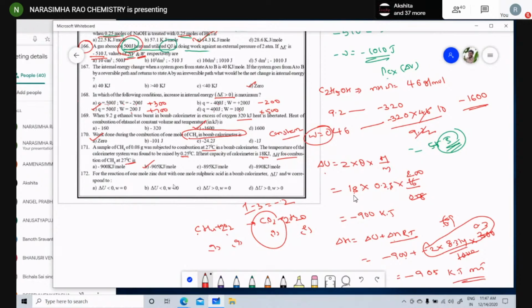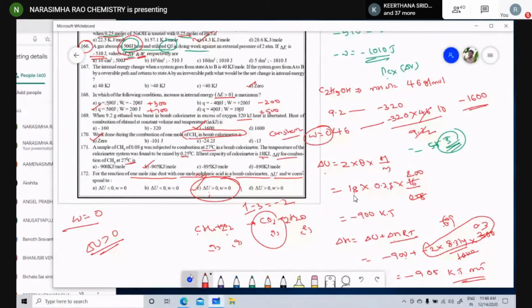So, for the reaction of 1 mole of zinc dust with 1 mole of sulfuric acid in a bomb calorimeter, what do delta U and W correspond to? Reminder: in a bomb calorimeter, W is always 0. Heat is liberated, no work done. So internal energy decreases, so delta U is less than 0. These are the answers. Children, is it clear now?